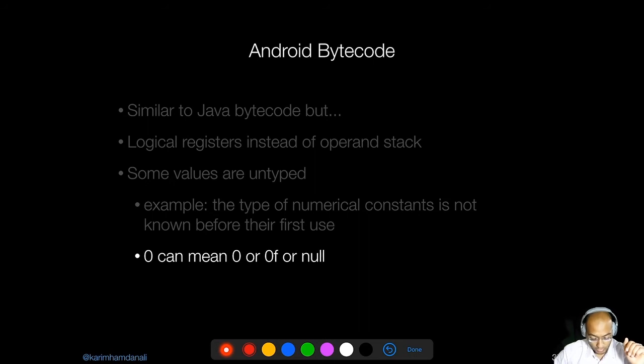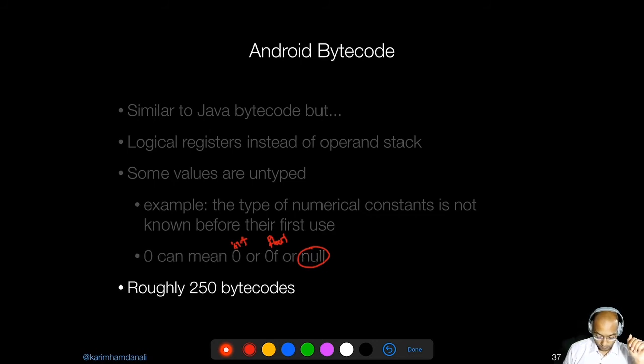Something that is kind of fun is that zero in Android bytecode might mean many different things. It might mean zero, the integer value. It might mean 0f, a floating point value, which, from your computer architecture course, you know is not exactly the same as the integer zero. Or it might mean a null reference. In Java bytecode, these are different; you're going to have different values for those. But again, it's roughly about 250 bytecode instructions, so it's not that different compared to Java bytecode.